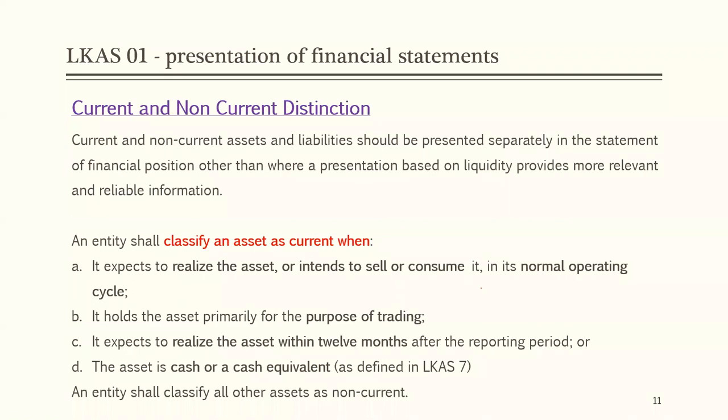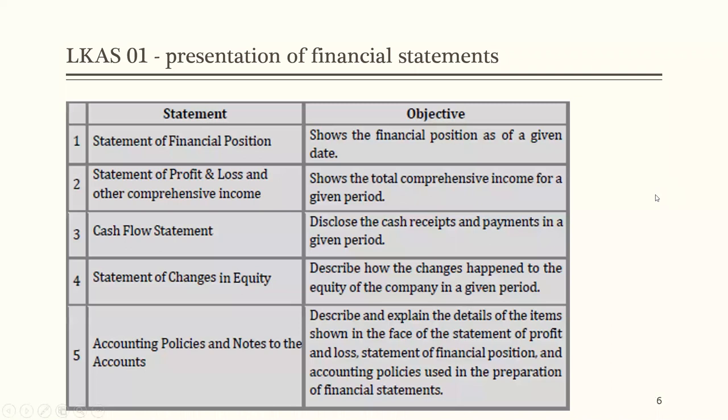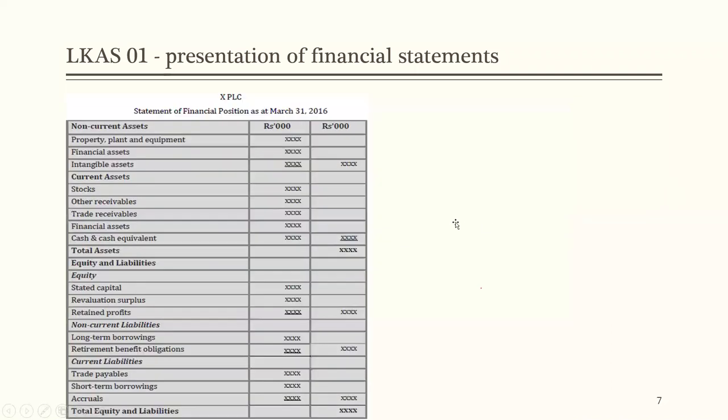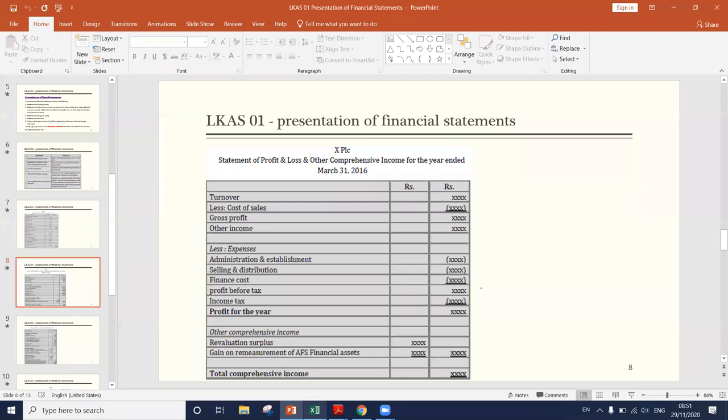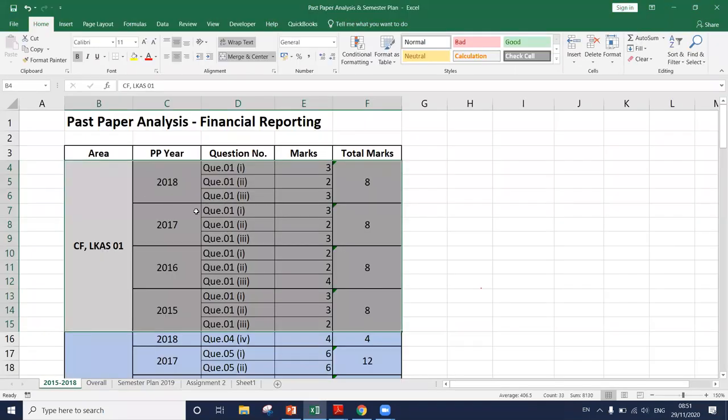With that, we'll move to some past paper questions, right? So this table I have shown previously, right? This is how the questions from conceptual framework and LKAS 1 have been tested, and for how many marks. So here I have figures from 2015 to 2018. In 2019 as well, it has been tested for 8 marks, right?